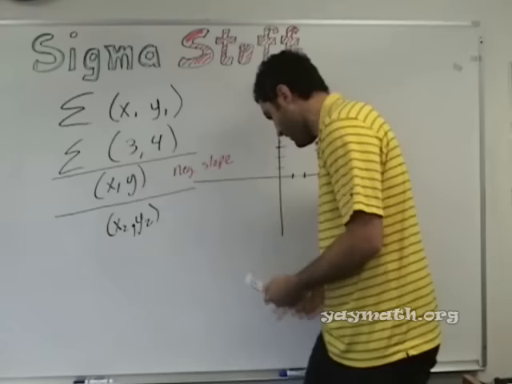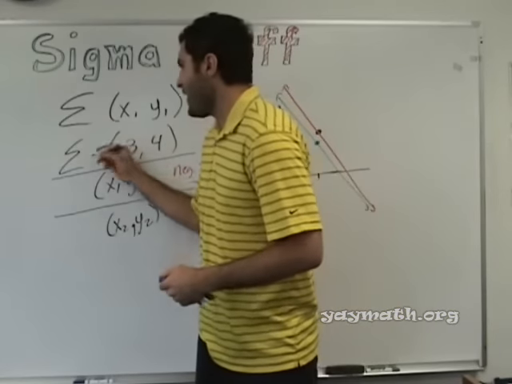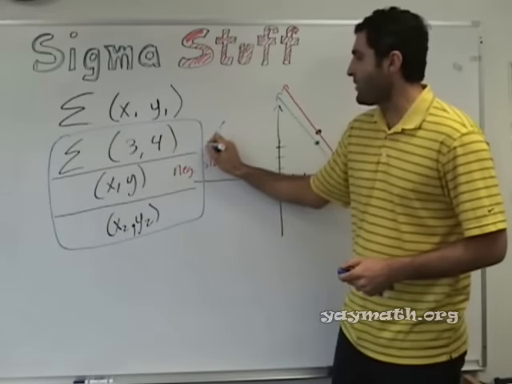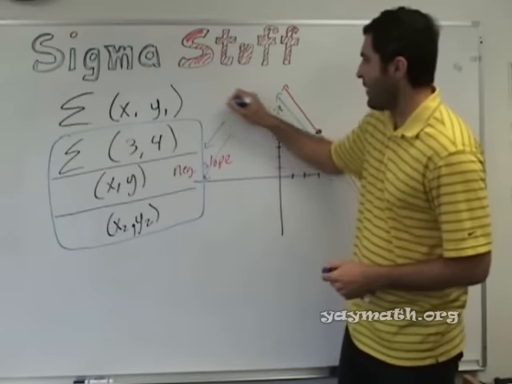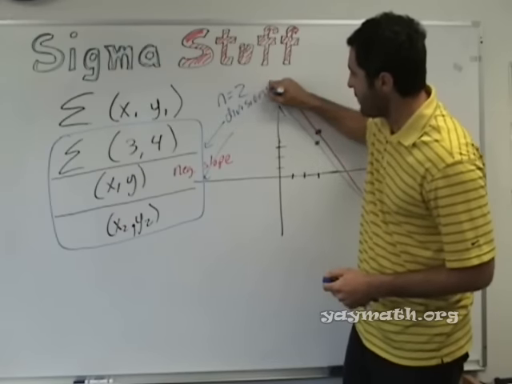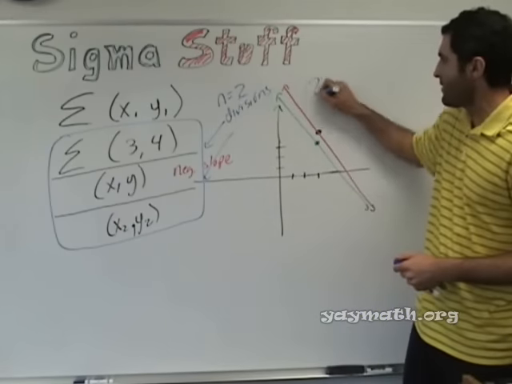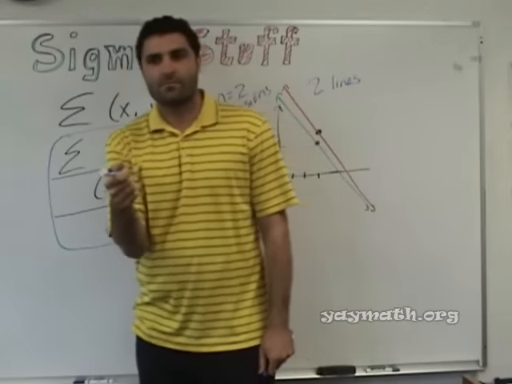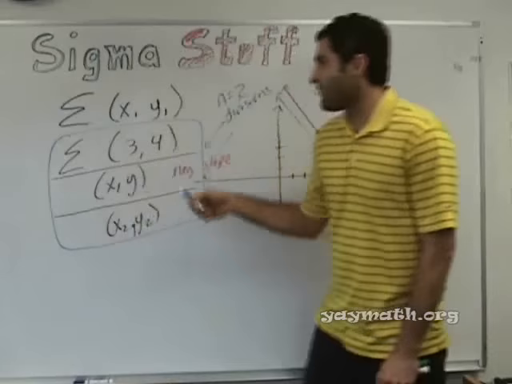So here, I'm going to box this in blue. So right now, you notice you have two divisions. So N equals two divisions. And so we have two lines. Where do we get N from? N is the number of times you divide.